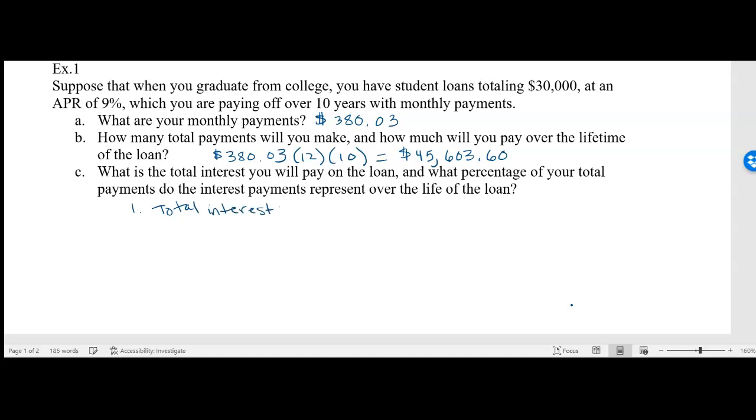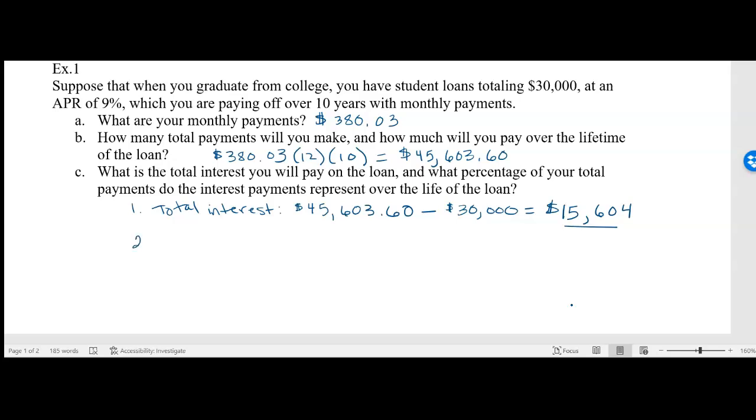Now, how do we find the total interest? Take your total amount that you're paying back, that's what we found in part B, minus the amount you borrowed. You borrowed $30,000. So subtract those two, and that tells you how much you're actually paying the bank for this loan. That's the interest. That is their profit. You're paying $15,604 in interest. So in other words, you're paying back the $30,000, but in addition to that, you're paying back over $15,000 for the interest part.